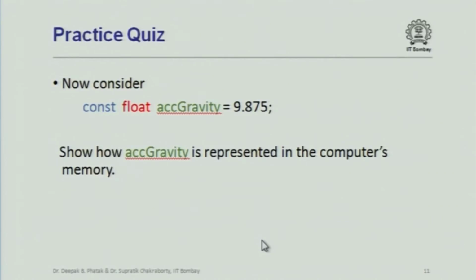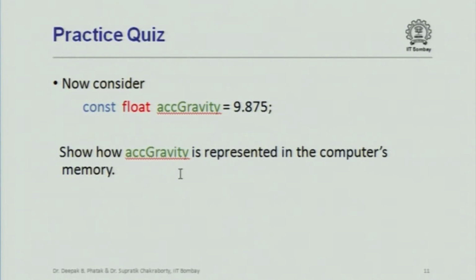Is that clear? Okay, so let's quickly look at this question. Constant float acceleration gravity is 9.875. Now this is a statement in a C++ program, and this 9.875 has to be represented in the computer's memory.